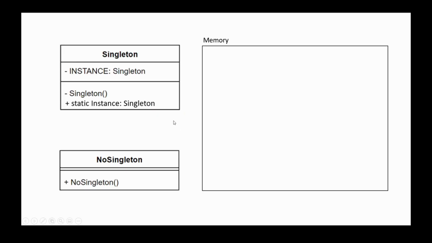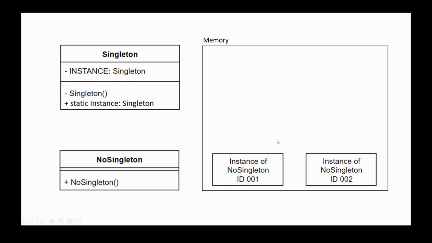So if I compare this with an object that is not a singleton, I can create or instantiate more than one instance at runtime of this object. From a singleton object, I can only instantiate one instance, or maximize one instance, at runtime.